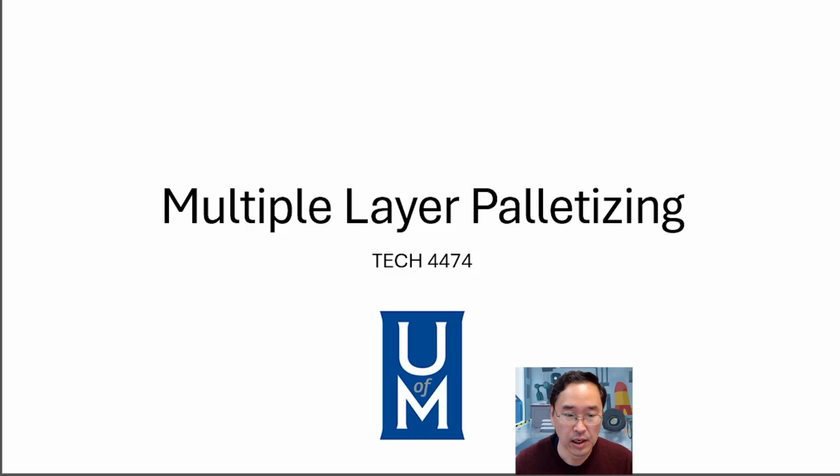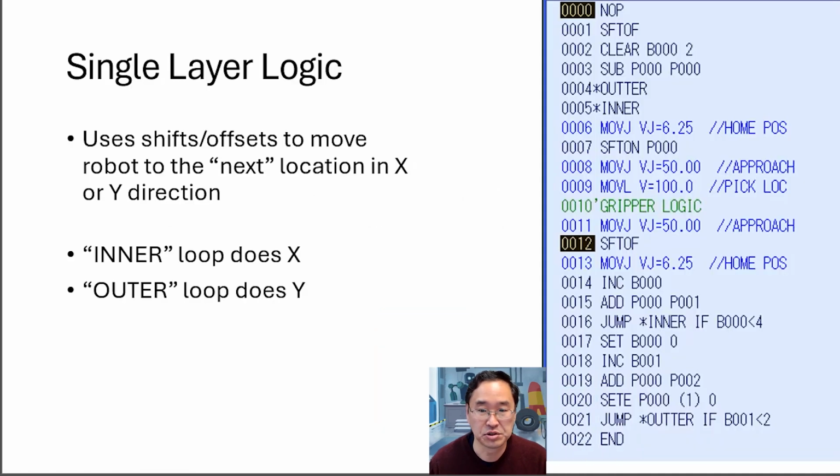This video is going to talk about how to expand on the previous palletizing video and implement multiple layers. Again, as with the last video, I'm not going to show every last step. Specifically, I'm not going to show logic for how the gripper opens and closes, or any of the logic for how to place the parts. This is just the looping logic for the palletization.